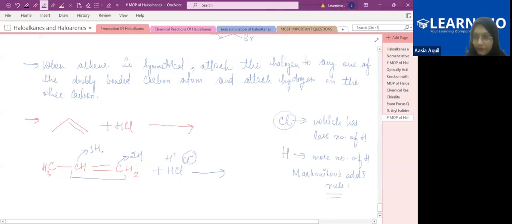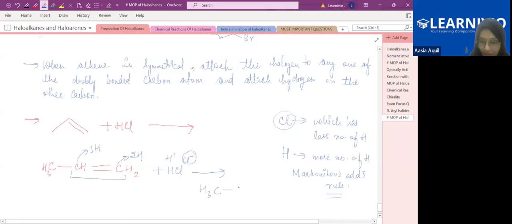Ma'am, in the CH? Yes, very good. On the CH because it has only one hydrogen. And according to Markovnikov addition rule, the negative part should be attached on that carbon which has less number of hydrogen, right? So what will be the product?